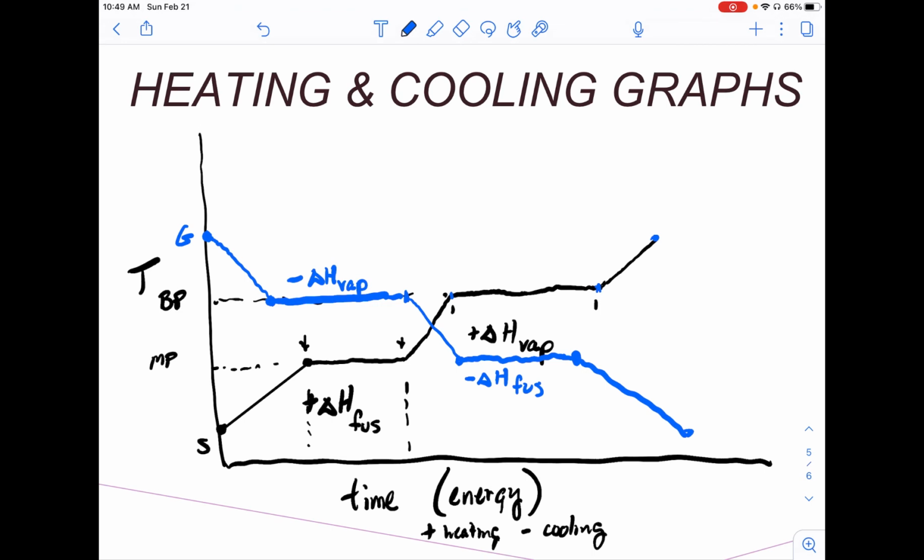So the sloped segments are where motion is changing. The plateaus, or the horizontal segments, are where structure is changing. Temperature, enthalpy, and pressure all have this interrelationship in describing the overall state of matter for a substance, a physical characteristic of pure substances.